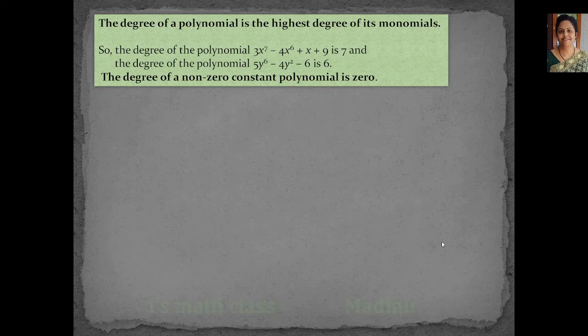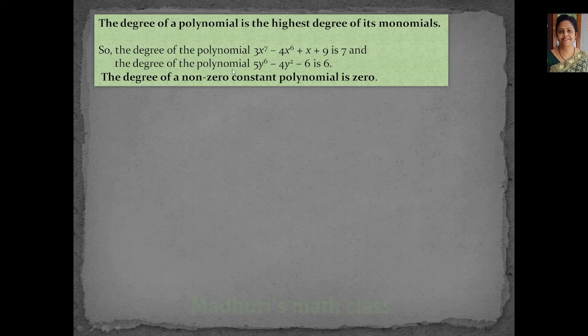Now, the degree of a polynomial is the highest degree of its monomials. So the degree of the polynomial 3x raised to 7 minus 4x raised to 6 plus x plus 9 is 7. Here the power of variable x is 7, here 6, here x is 1, here 9. 9 means 9x raised to 0. So here the highest power of the variable is 7. So 7 is the degree of the polynomial.